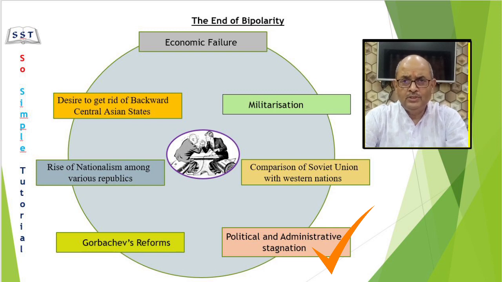The Soviet Union had become stagnant in the administrative and political sense as well. The Communist Party that had ruled the Soviet Union for over 70 years had turned authoritarian and was not accountable to the people. Party bureaucrats gained more privileges than ordinary people. There was widespread corruption and lack of transparency. People did not have the freedom of speech.